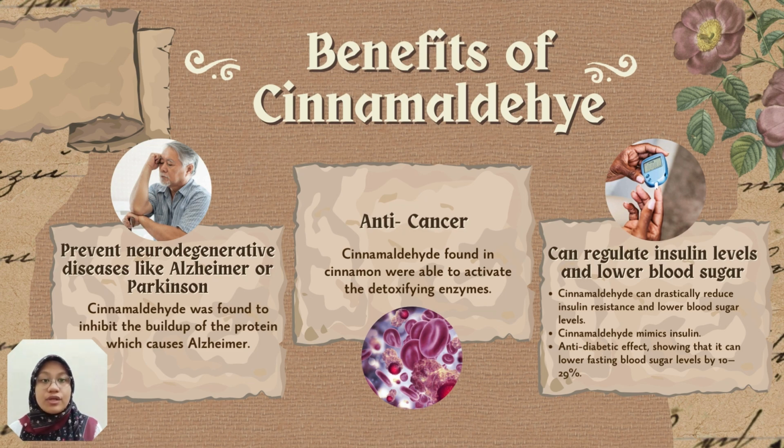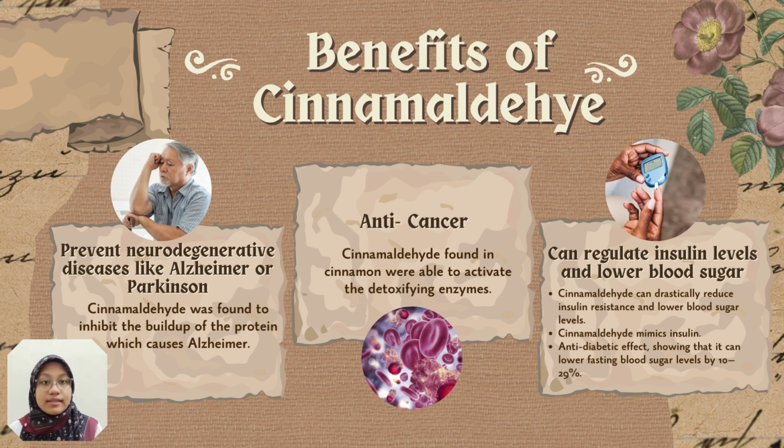Second, prevent neurodegenerative disease like Alzheimer or Parkinson. Cinnamaldehyde was found to inhibit the buildup of the protein which causes Alzheimer. Cinnamaldehyde helped protect the neurons within the brain and normalize neurotransmitter levels while also improving their motor function.